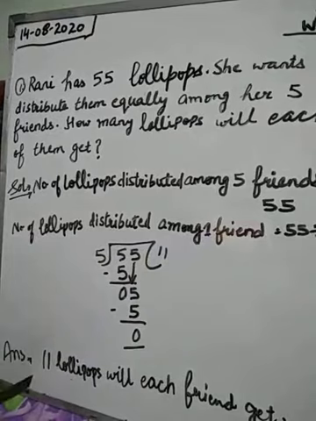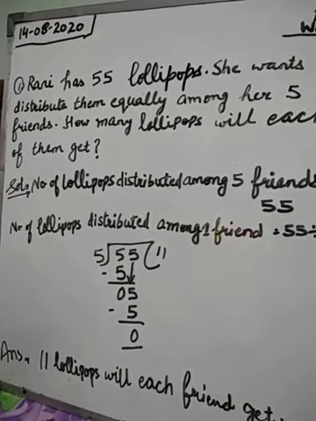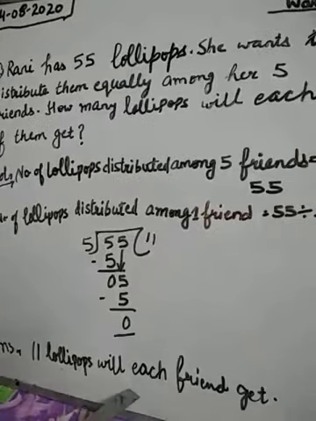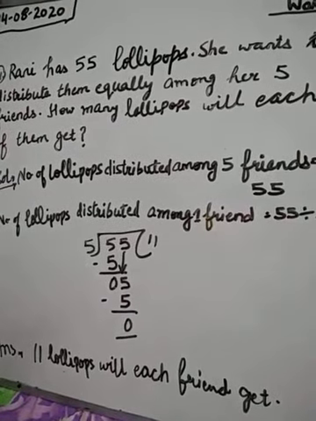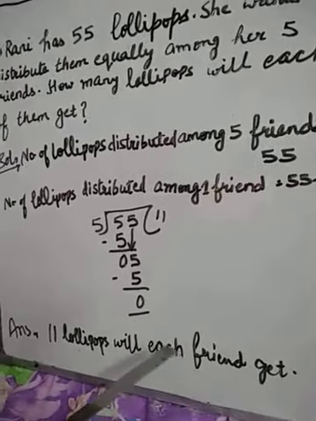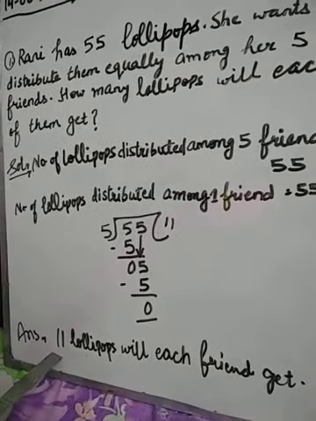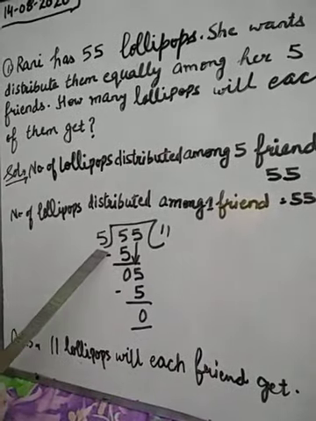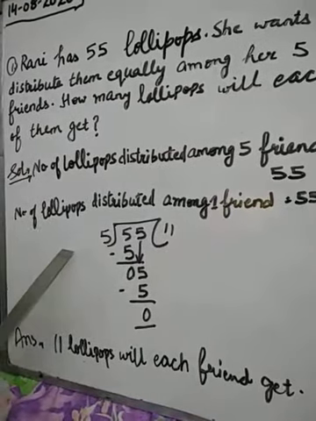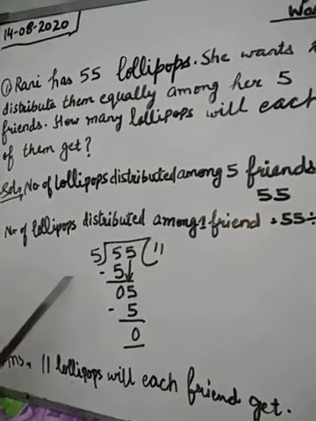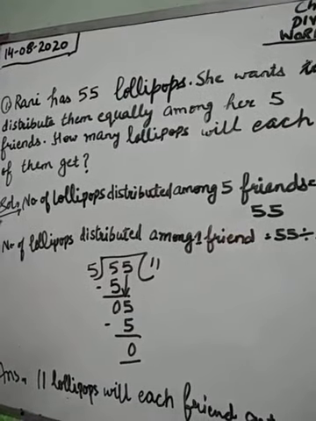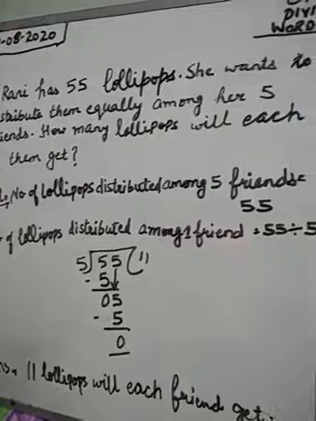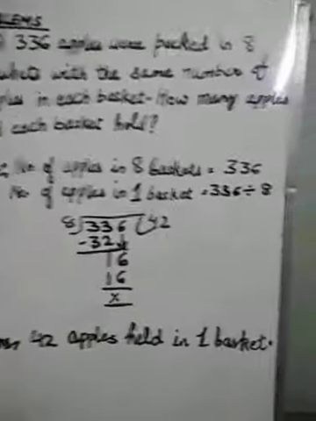So after writing the statement, I have shown the division here also, and the answer is 11 lollipops will each friend get. तो एक फ्रेंड को कितने लॉलीपॉप्स मिलेंगे? 11. And from where we get 11? By dividing 55 with 5. I hope you can understand because I have taken the easiest question so that you can understand the concept of division. Now I will show you the second one also.